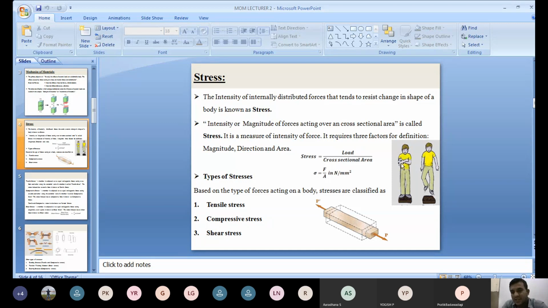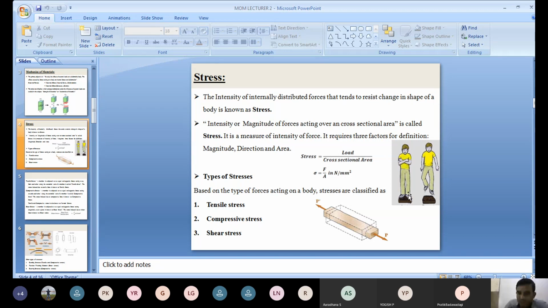In the last lecture, I gave one practical example: a man standing on the floor. The load of the man is the force, or weight, which is mass into acceleration due to gravity. For example, if the mass of the person is 60 kg and acceleration due to gravity is 9.81 meter per second square, then 60 into 9.81 acts vertically downward. That's the weight acting vertically downward on the floor, right?